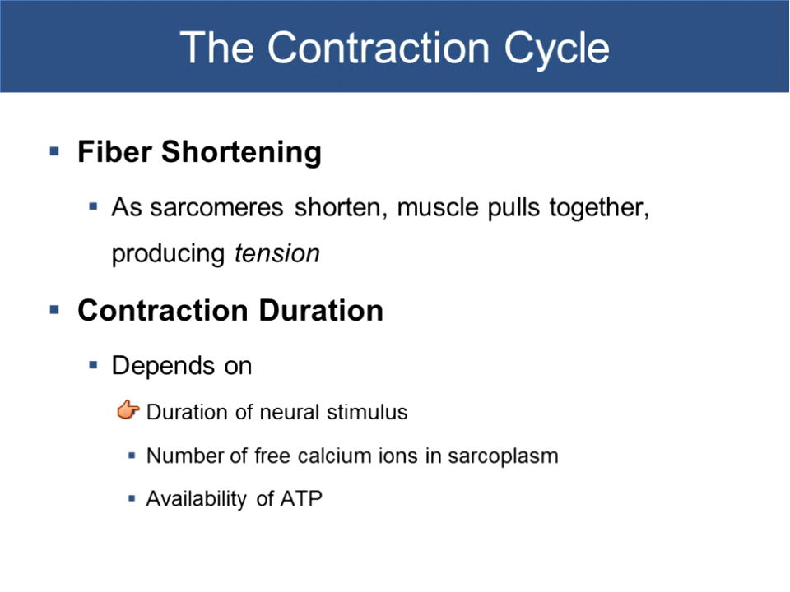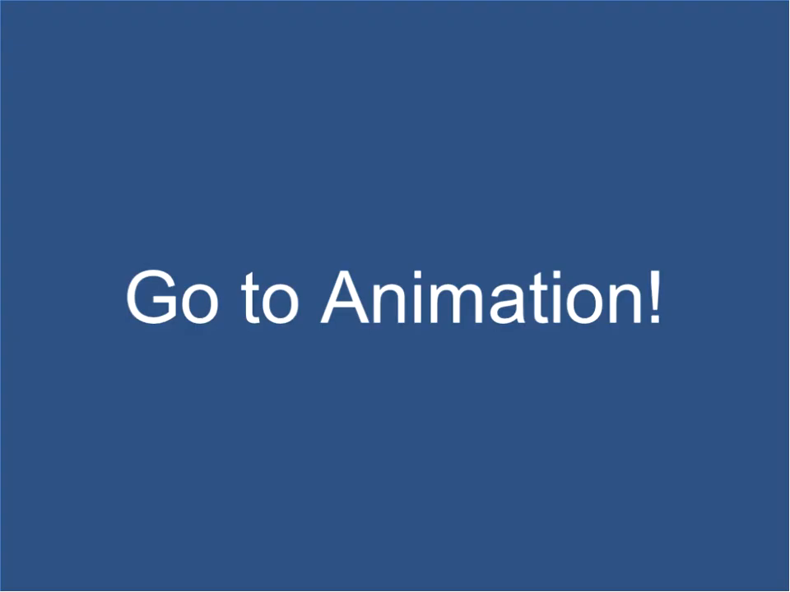How much calcium ions are available, because calcium has to bind to troponin in order for tropomyosin to roll off of the active site in order for it to be exposed for the myosin head to attach to that active site and pull that thin filament in towards the center. So that's also going to have a role to play in how long this contraction takes place. And then keep in mind, every time we pull the thin filament in towards the center, we have to recock that myosin head. And the only way that we can recock that myosin head is with energy, or ATP. So how much ATP is available is also going to have a role in how long this contraction takes place.